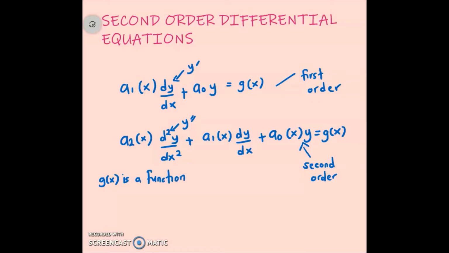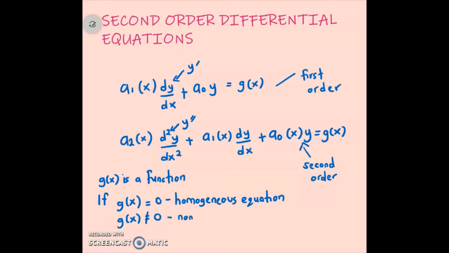Now we say that if g(x) equals 0, then you have a homogeneous equation. If g(x) is not equal to 0, then you have the non-homogeneous equation. These are some basic principles or things that you need to know about differential equations.